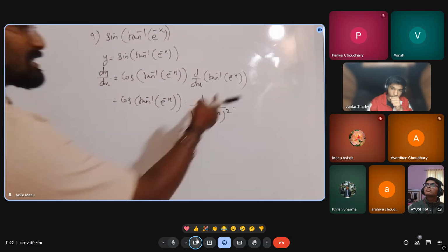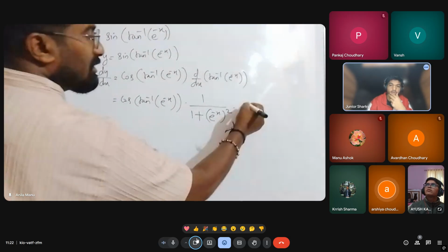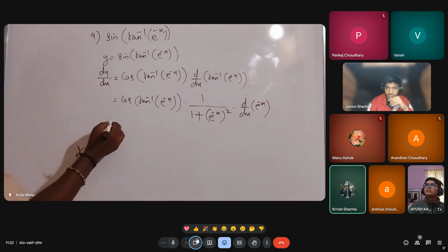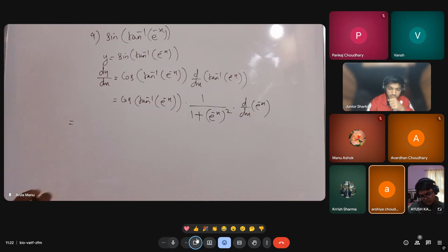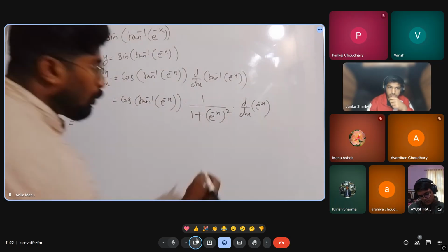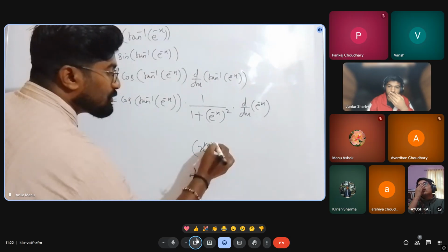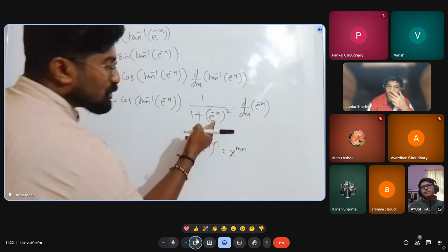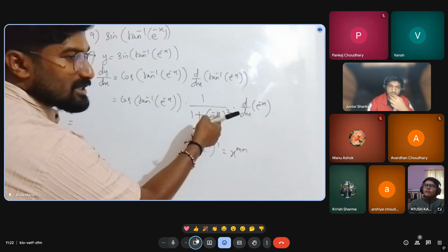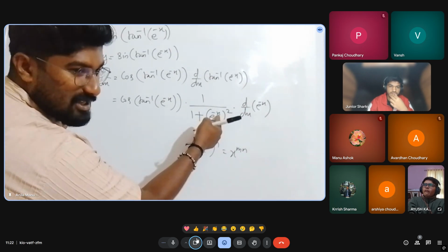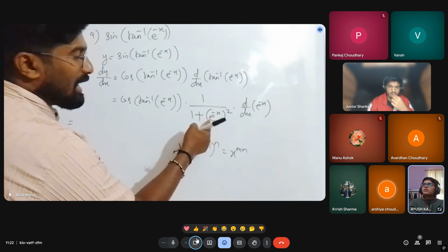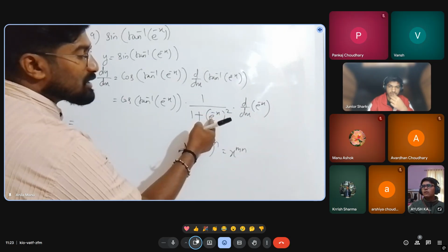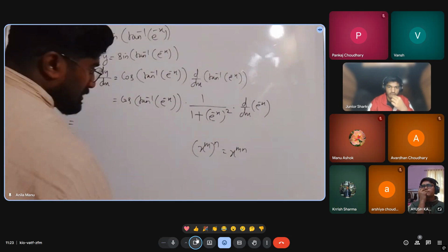Now we need to differentiate e raised to power minus x. Now my question is, listen, what is x raised to m, the whole raised to n? It is x raised to power m into n. So why can't we write this as e raised to minus 2x? Do you understand the logic? x raised to m, the whole raised to n, we can write as x raised to m into n. So that is going to be e raised to minus 2x. I am writing that in the next step.